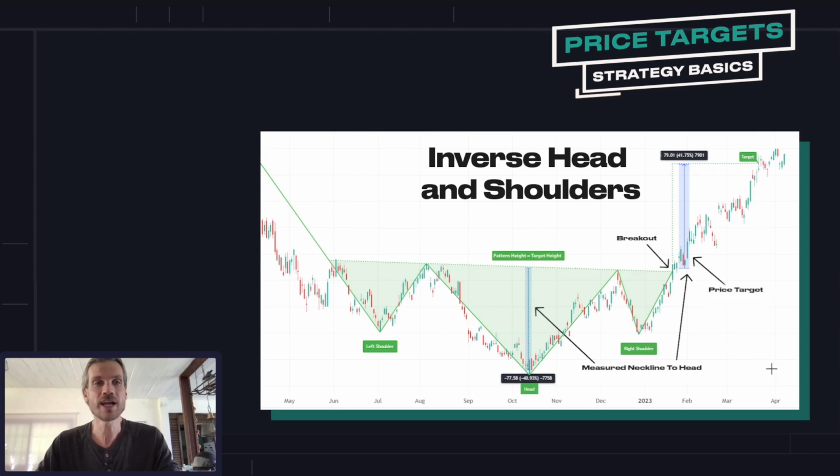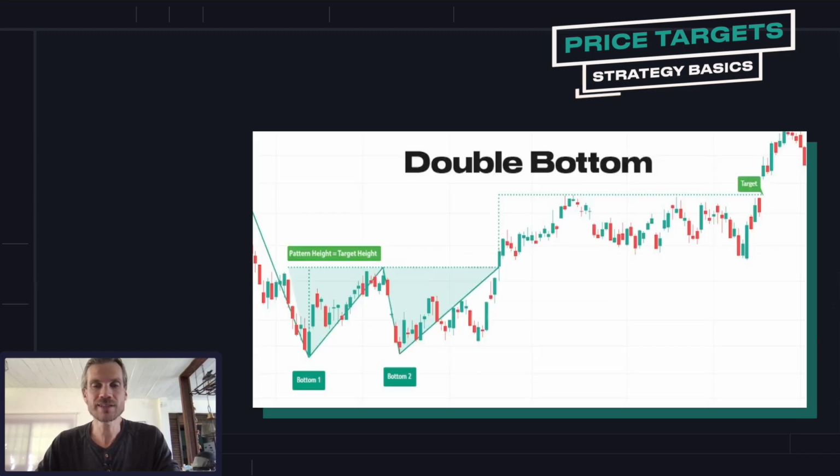Let's take a look at a double bottom now. When calculating the measured move for a double bottom, it's exactly the same as with an inverse head and shoulders. You simply measure the height of the pattern from its neckline to its lowest point, and then when the price action breaks the neckline, breaks out, that height determines the measured move, and that becomes your take profit price point. That becomes your price target.